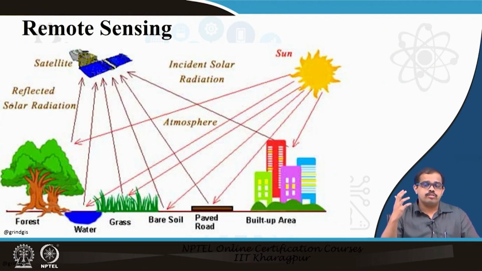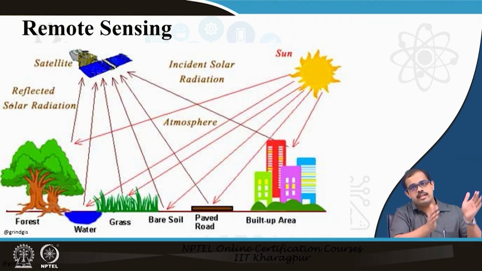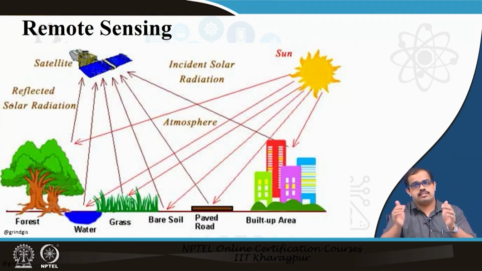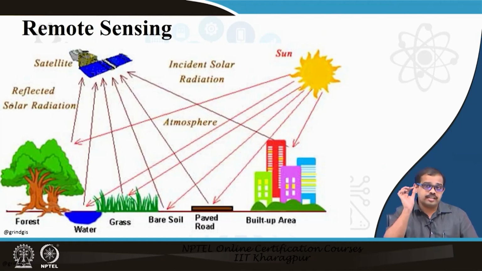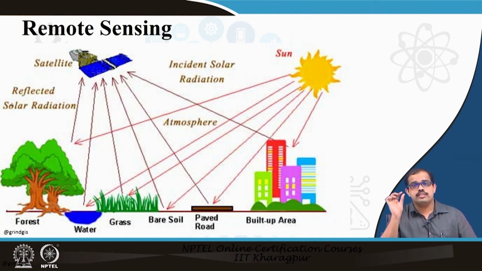That amount of reflectivity is what differentiates every aspect on the earth surface, whether it is an object, an area, or a phenomenon, whatever it is. The amount of energy that is recorded on board a sensor is very different for each of them, and that differentiates everything.